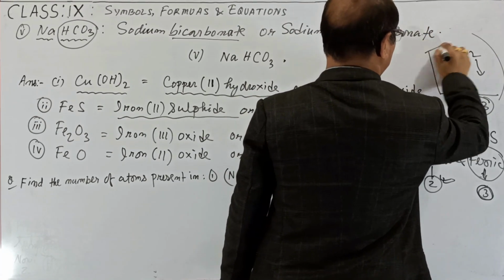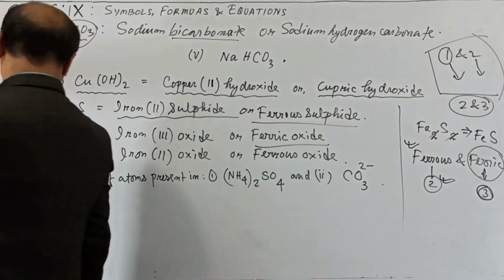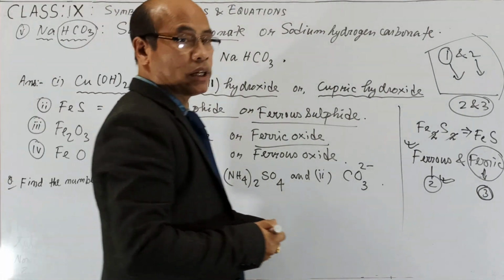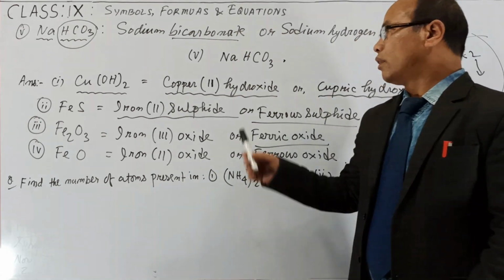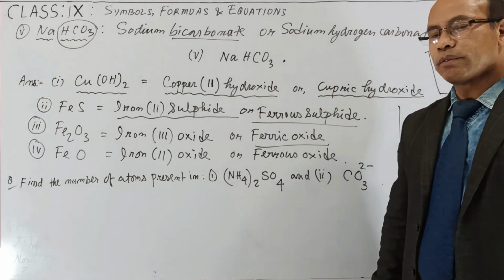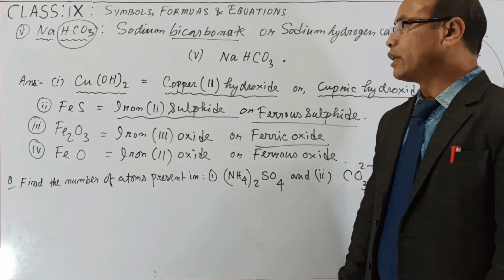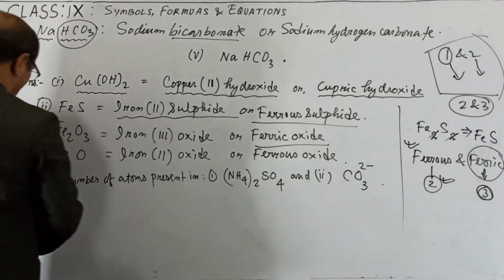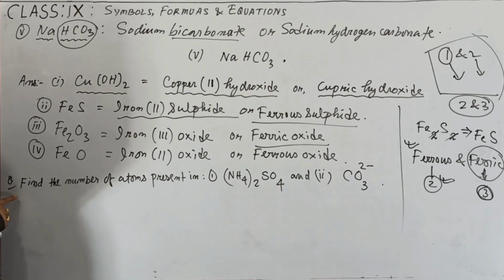Like this. This is the name. So do you understand how to make chemical names of the compounds if their chemical formulas are given to you? And I think you understand it. And then now let's come to the second question.